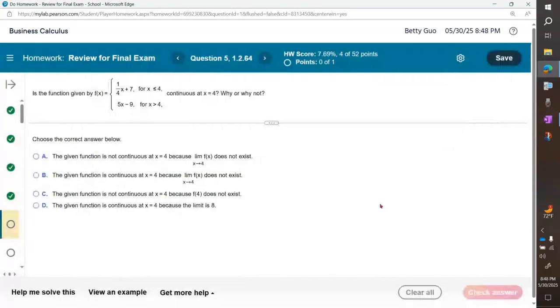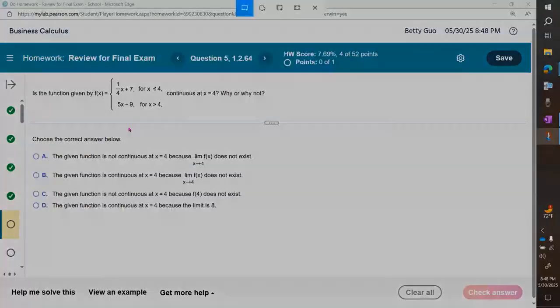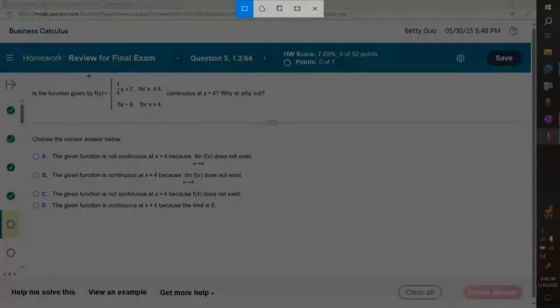Question number 5. We are given a piecewise function. We need to determine if the function is continuous at 4 or not. Some of the questions we have already seen in the midterm review, right? Very similar.